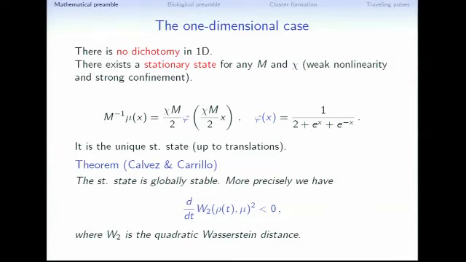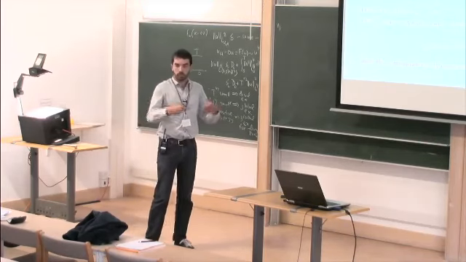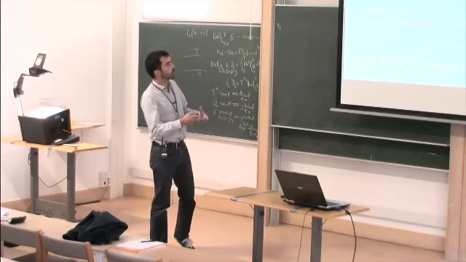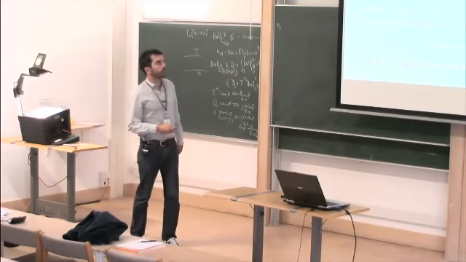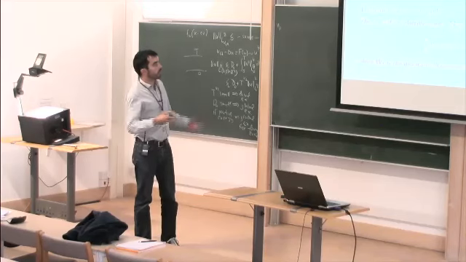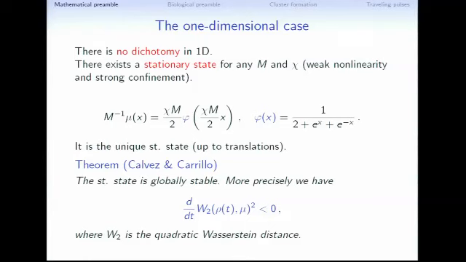And the reason is that the nonlinearity is very weak in 1D, and on the other hand, the confinement due to this chemical drift, this chemical potential, is very strong in 1D because the Poisson equation has a kernel which is modulus of x, so it's really strong confinement, and this yields a stationary state which is explicit.